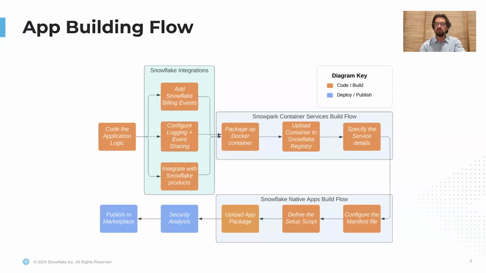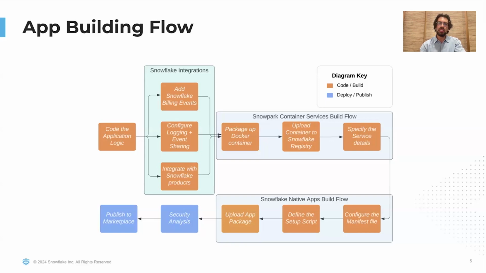Once that's all done, you package your containers up, you upload them to the container registry within Snowflake, specify how your services are going to be accessed, and finally, you're going to build that into a native app. That's where you're going to configure your application package, which has the steps that you can see below.